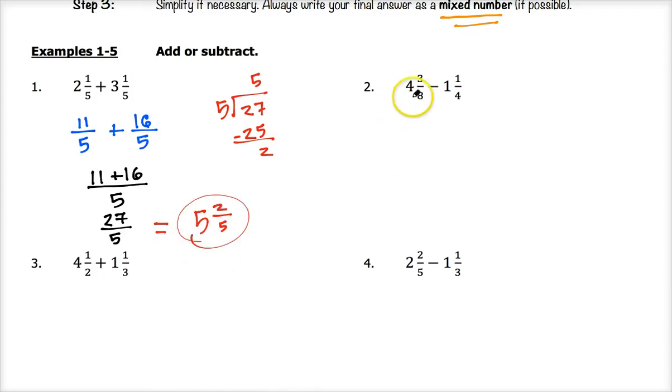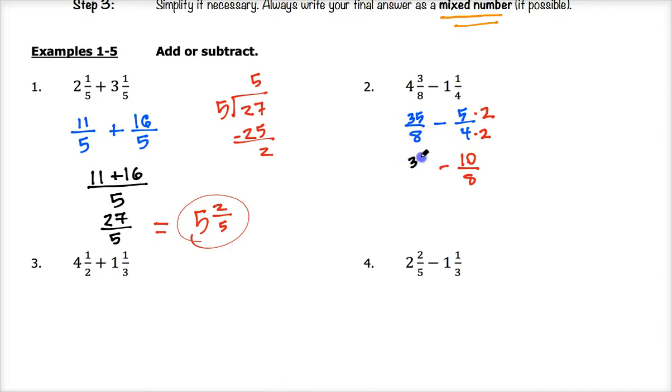Number 2, we have 4 3/8 minus 1 1/4. So again, I'll change my mixed numbers to improper fractions. 8 times 4 is 32, plus 3 is 35. So we have 35/8 minus 4 times 1 is 4, plus 1 is 5, 5/4. I don't have common denominators here, so I need to get an LCM for 8 and 4. The LCM of 8 and 4 is 8, so I can leave my 8 here alone and then multiply this 4 by 2. So that means I'm going to make the second fraction a minus 10 over 8.